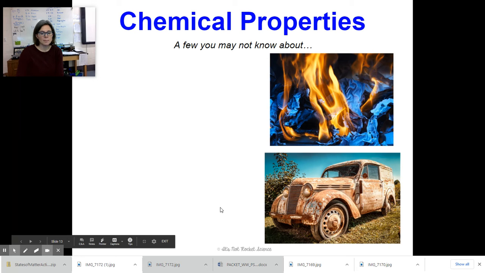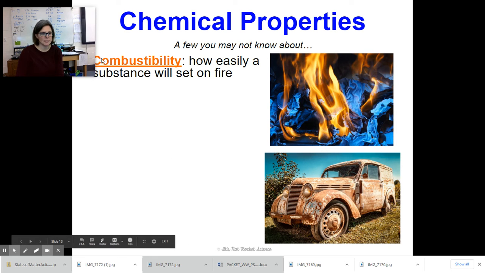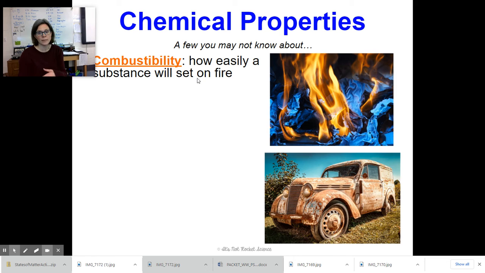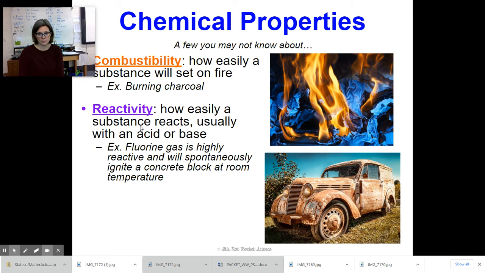All right. Let's take a look at some of these more specifically. Combustibility is how easily a substance will set on fire. If we want to see how easily something will catch on fire, we have to actually set it on fire, right? We can't just observe that without changing the substance. So combustibility would be a chemical property. Another example is reactivity. I can't tell if something's going to react with the substance unless I actually put them together and let that reaction occur. So again, new substances are formed in order to observe this chemical property.